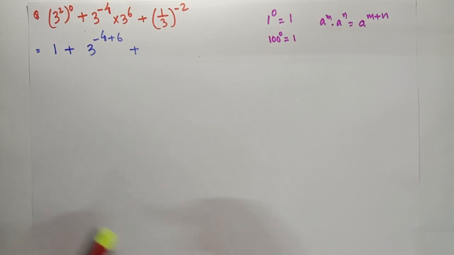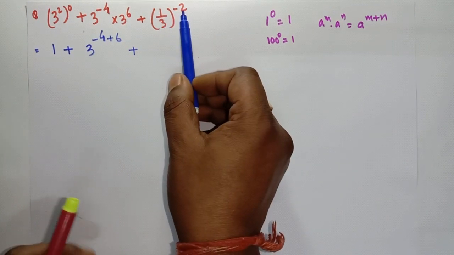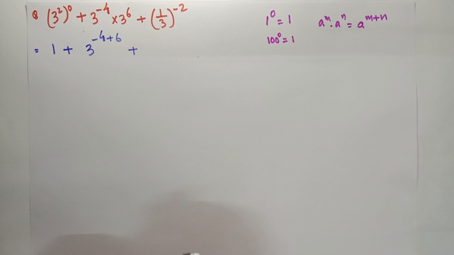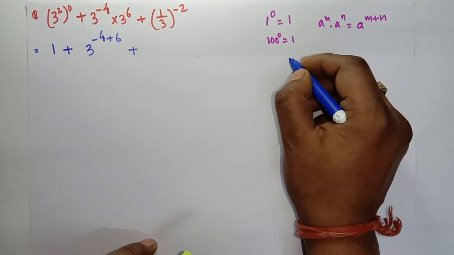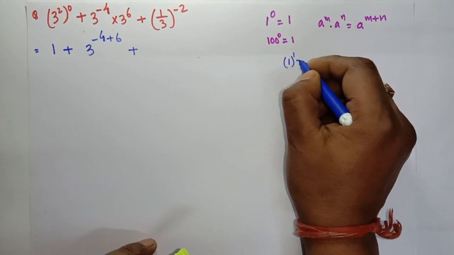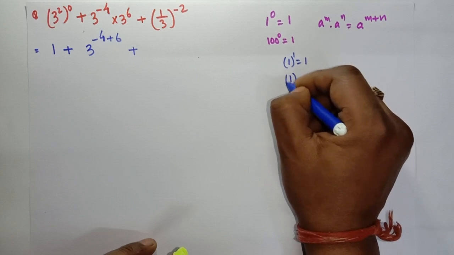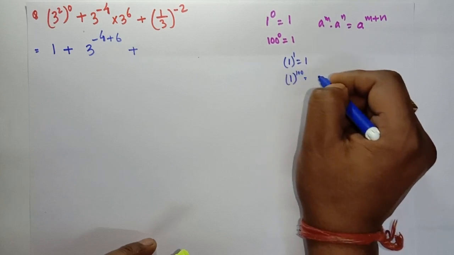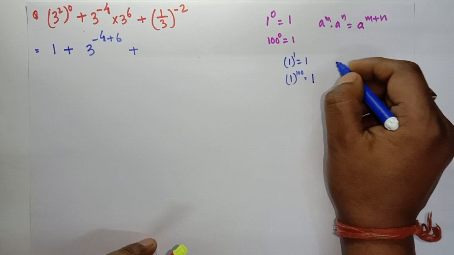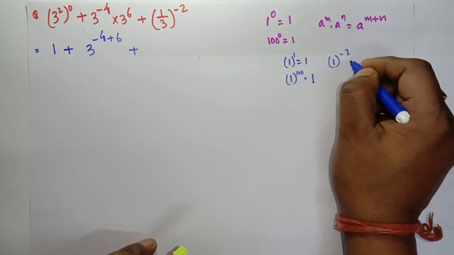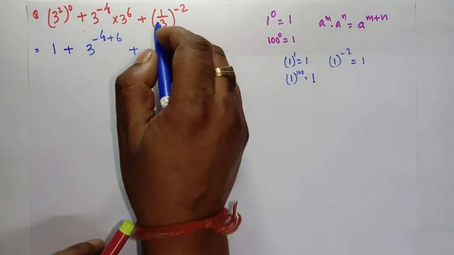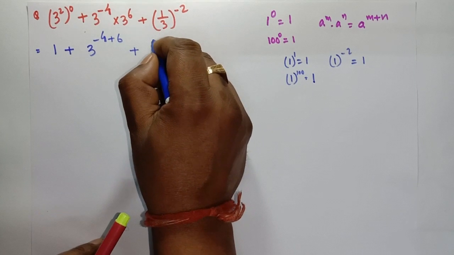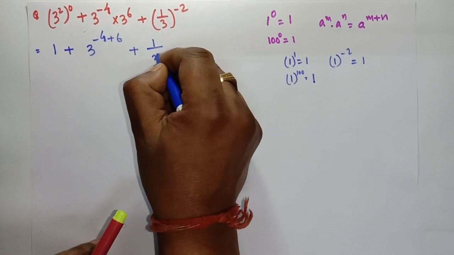Now you can see here 1 to the power minus 2 is there. Anything to the power 1 is again 1 only. Suppose I have 1 to the power 1, 1 to the power 1 is 1 only. 1 to the power 100, suppose, that means 1 into 1 into 1 into 1, that means it will be 1 only. So 1 to the power minus 2 also will be 1 only. So what can I write? 1 to the power minus 2 will be 1, and this will be 3 to the power minus 2.